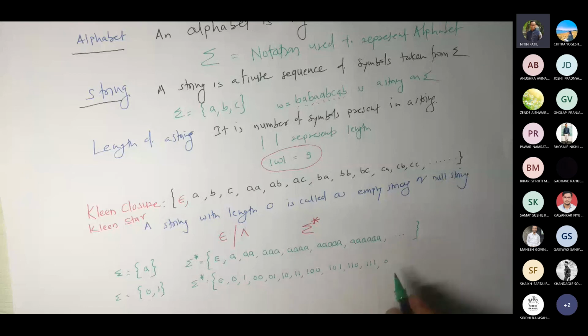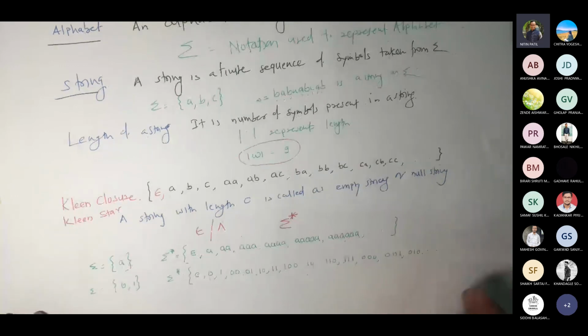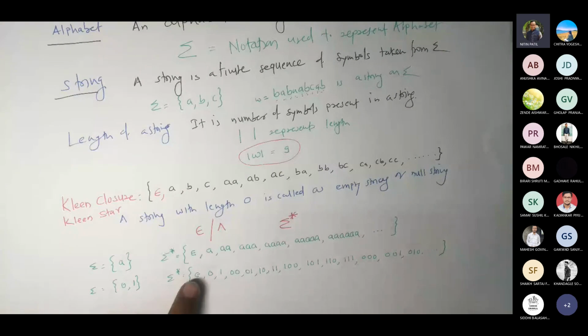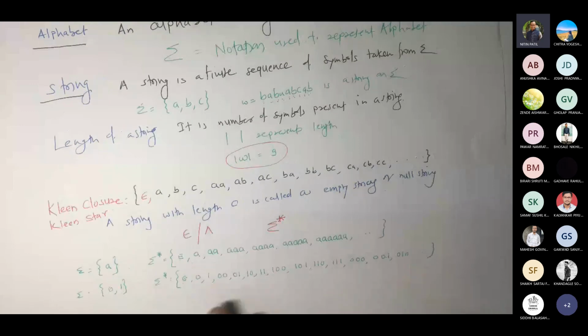So if you see, I can write 0 0 0, then 0 0 1, 0 1 0, and so on. So this would be a very big set. If I remove this epsilon, can I call this binary? Yes, so ultimately you came up with something. But in binary, we don't have anything called empty.